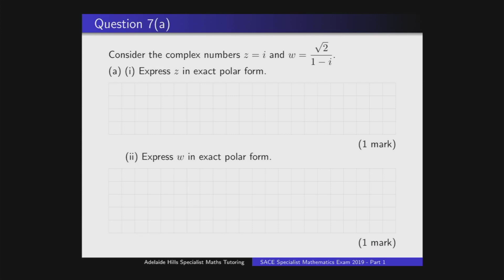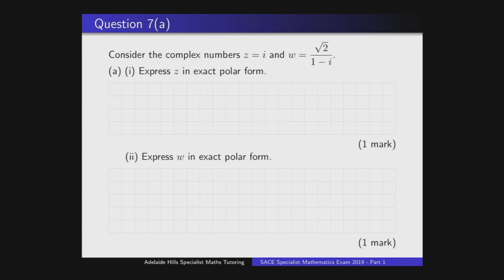One is we're going to call z, and it's equal to i, and the other one is w, and it's going to be the square root of 2 divided by 1 minus i. And so the first part of part 1 is we need to express z in exact polar form.